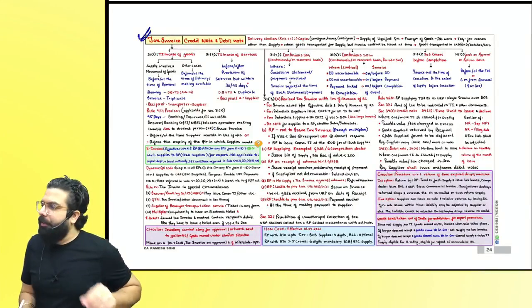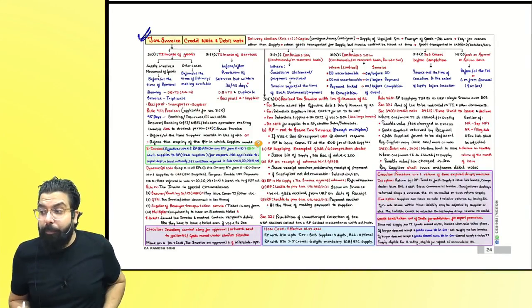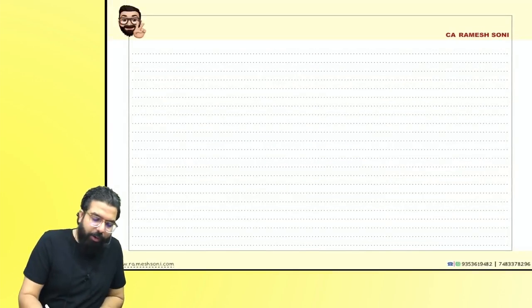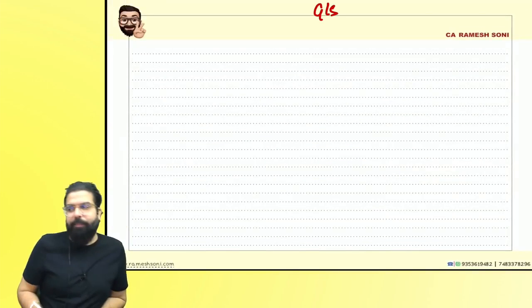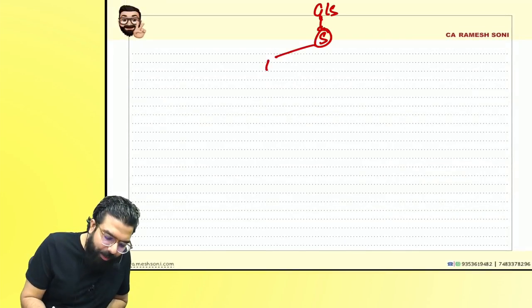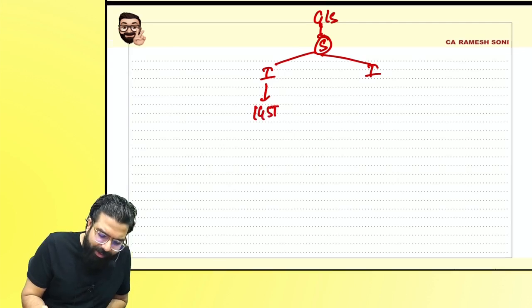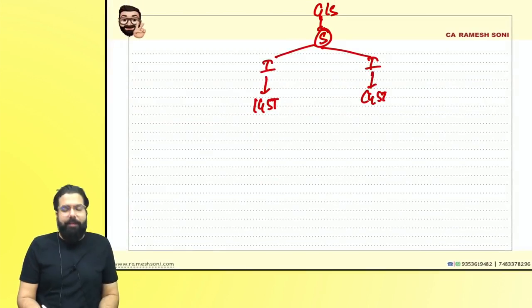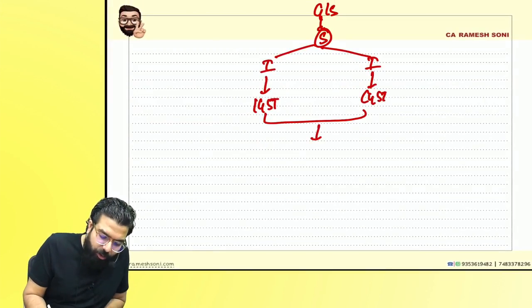Alright students, let's go ahead and now revise the chapter of tax invoice, credit note and debit note. Everyone over here, we started learning GST with goods and service. Goods and service has to be supplied. Supply can be interstate or intrastate. Interstate, IGST will be levied. Intrastate, CGST will be levied. Once GST is levied, it has to be collected and paid by a taxable person.